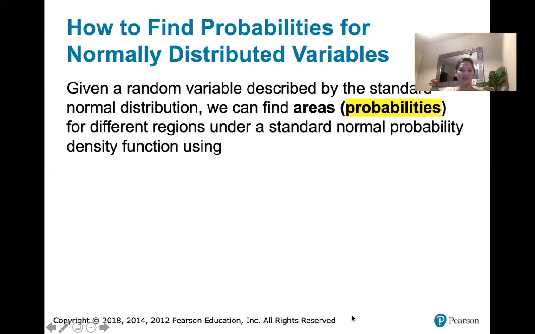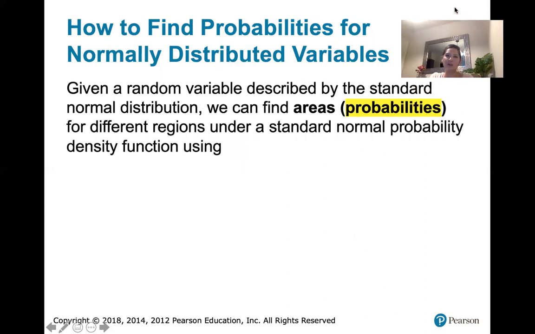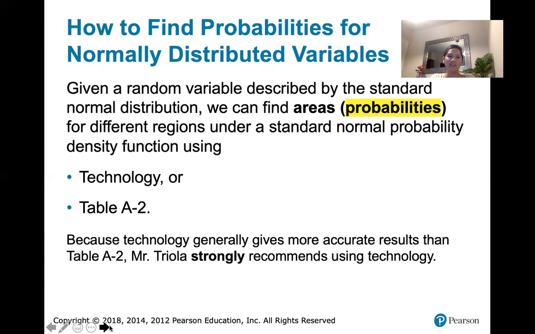So this video is about how to find probabilities associated with normally distributed variables. Suppose somebody gives you a random variable and they tell you it's described by that standard normal distribution. So the mean for that random variable is 0 and its standard deviation is 1. Then we can find areas or probabilities for different regions under that standard normal probability density function using one of two methods. We can either use technology, I'll show you how to use Excel to do this, or we can use table A2. Now, technology tends to be more accurate.